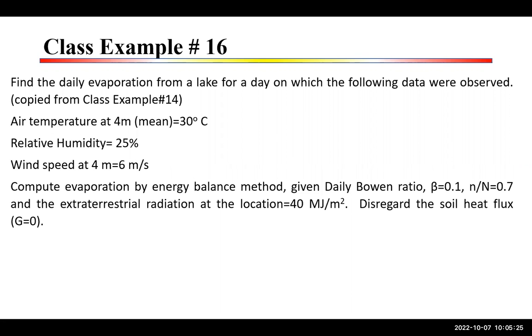What do we need to do? Compute evaporation by the energy balance method, given the daily Bowen ratio beta equals 0.1, and N over N equal to 0.7, and the extraterrestrial radiation at the location is equal to 40 megajoule per meter squared. Disregard the soil heat flux. Okay, thank you. You may notice one word I said that I copied from class example 14.